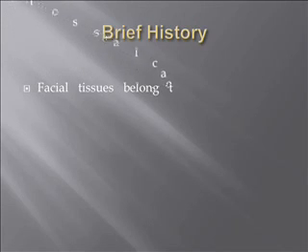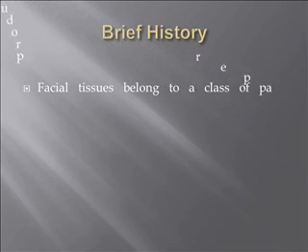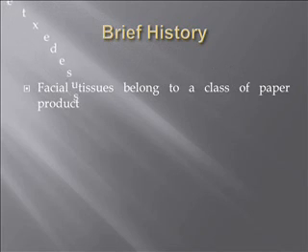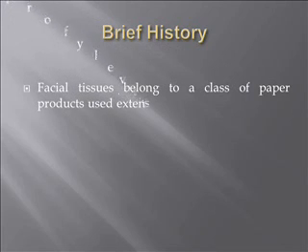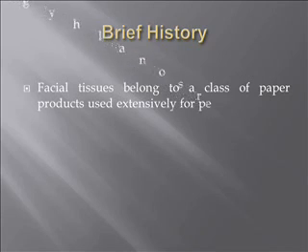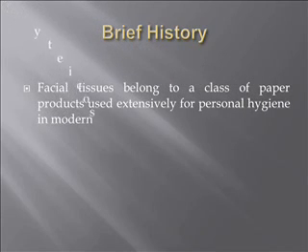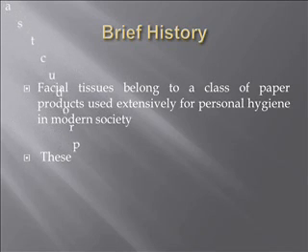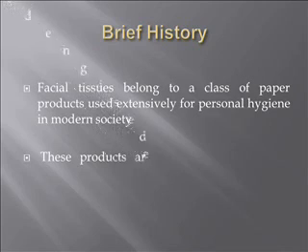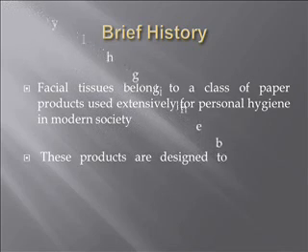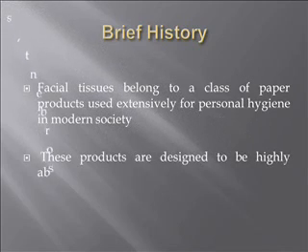First of all, I will discuss the background for the manufacturing of wet tissue papers. Wet tissue papers belong to a class of paper products used extensively for personal hygiene in modern society. Other types for this are paper towels, napkins, and sanitary tissues. These products are designed to be highly absorbent, soft, and flexible. These pleasant textile properties are especially important for facial and bathroom tissues.